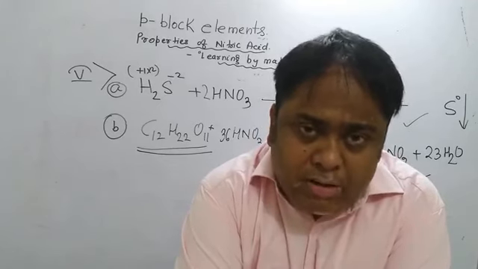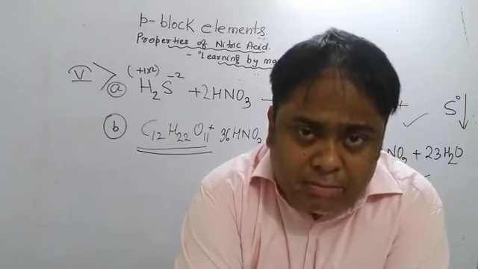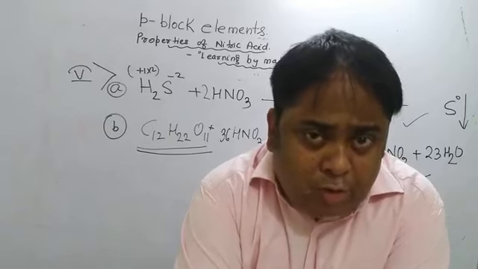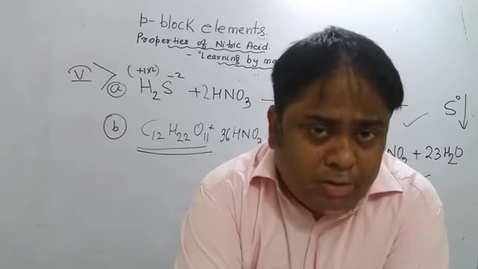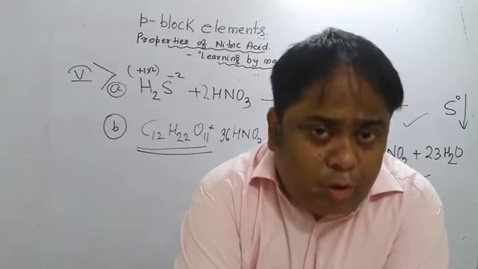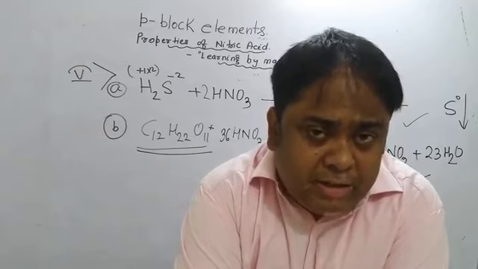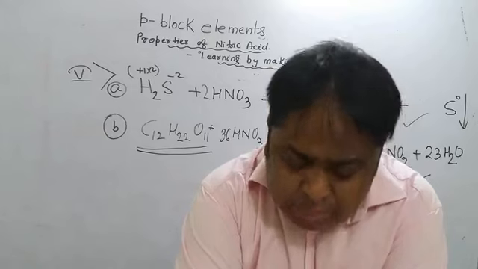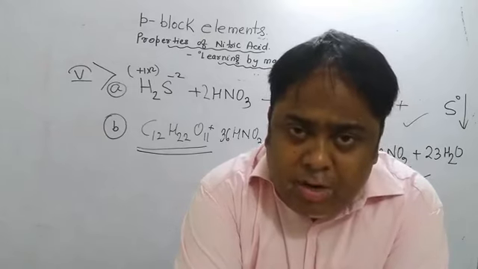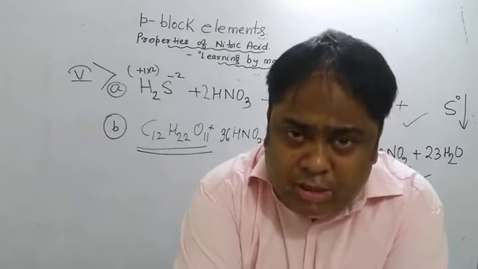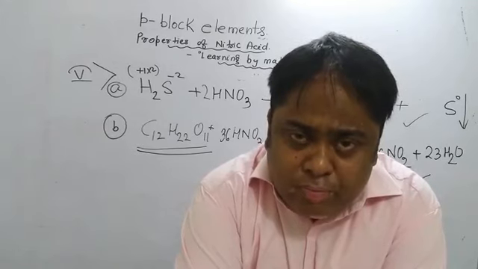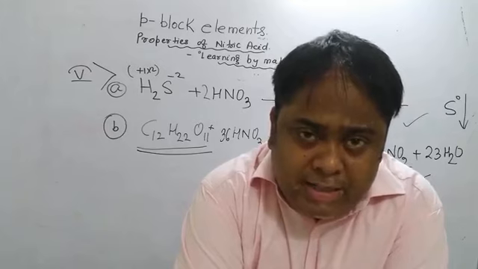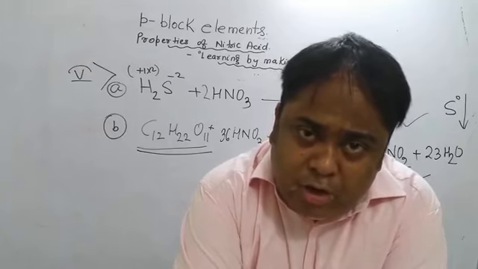What happens when nitric acid reacts with tin? Nitric acid reacts with tin to not form tin nitrate, but to form metastannic acid. It forms metastannic acid, and the formula for metastannic acid is H2SnO3. It does not form stannic nitrate. It forms metastannic acid. This is the difference. Alright, these are the unobvious things.